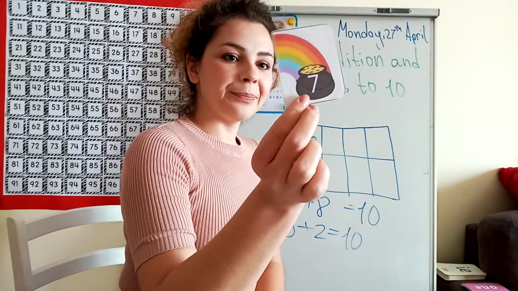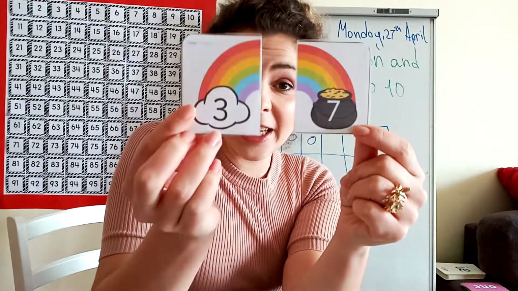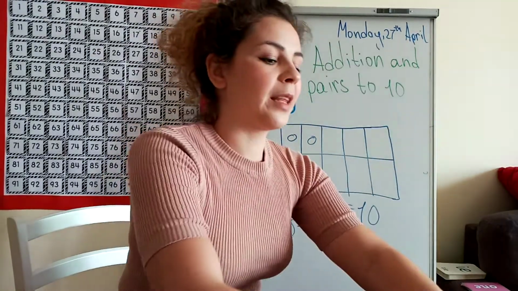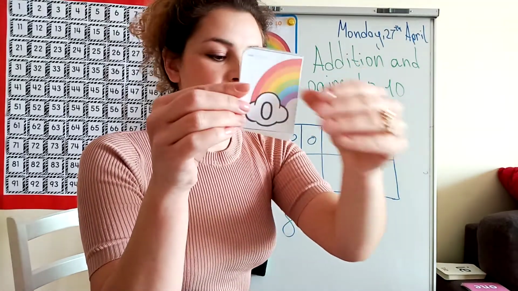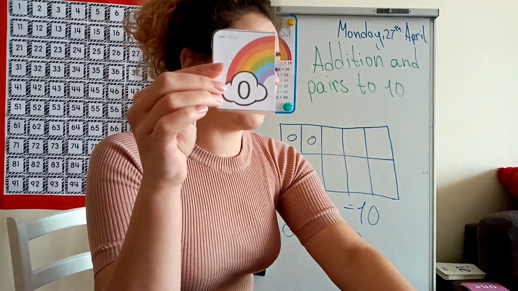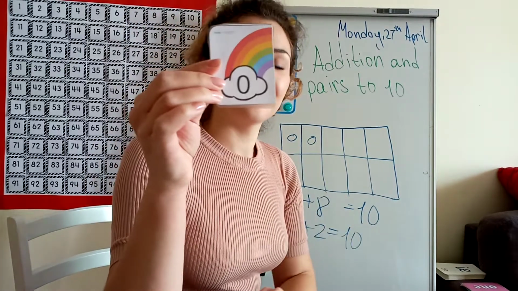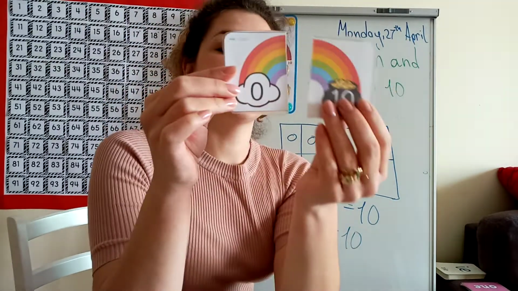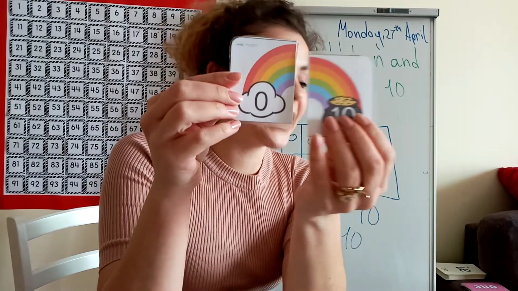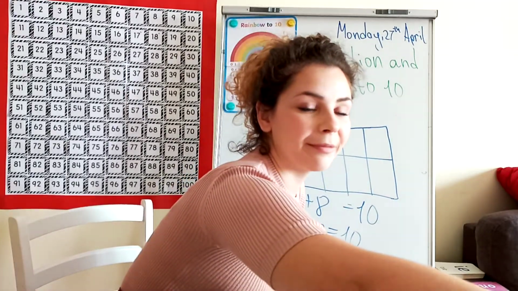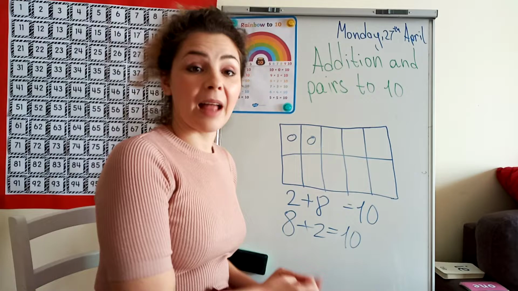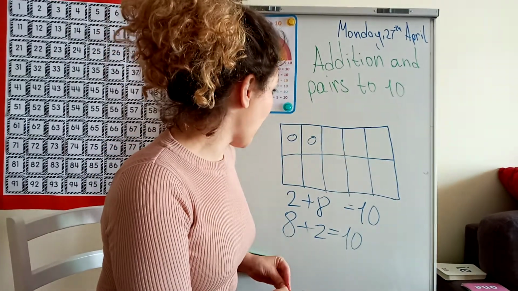Now 7. How many do you need to add to get to 10? The answer is 3. 3 plus 7 equals 10. And if you have 0, nothing, none, how many do you need to add to get to 10? The answer is 10. 0 plus 10 equals 10. So, how many correct answers did you have? I hope you had at least 4 or 5.